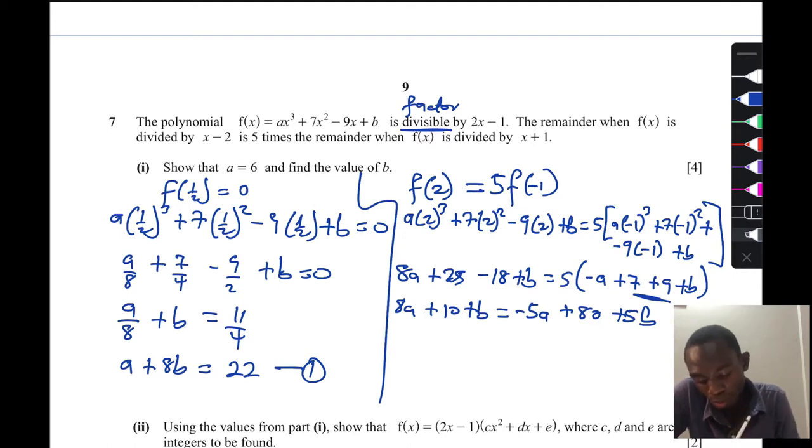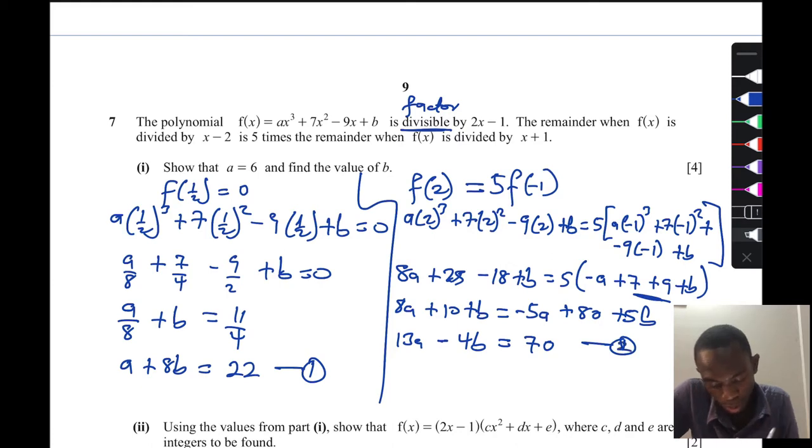Okay, so let's move everything to the left hand side. That will give us 13a minus 4b is equal to 70. Let's call that equation 2. Let me check the movement. Negative 5a goes to add to 8a, that's 13a. 5b goes to subtract from b, that becomes negative 4b. And then the 10 comes to subtract from 80, 70.